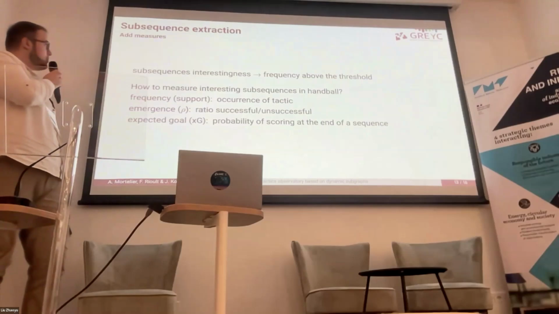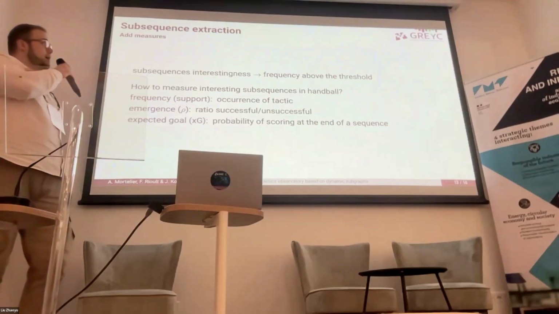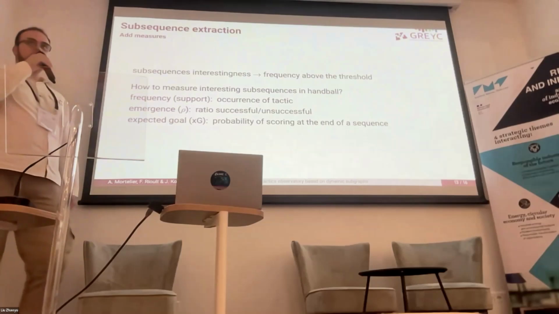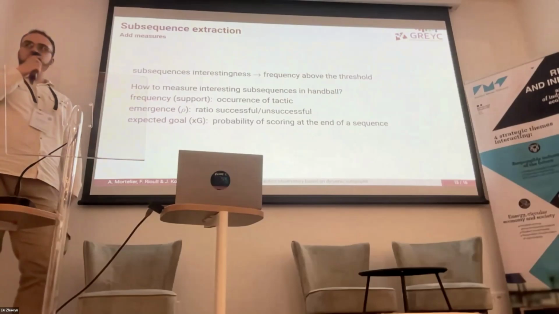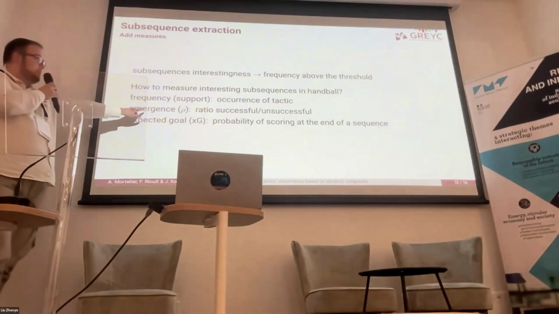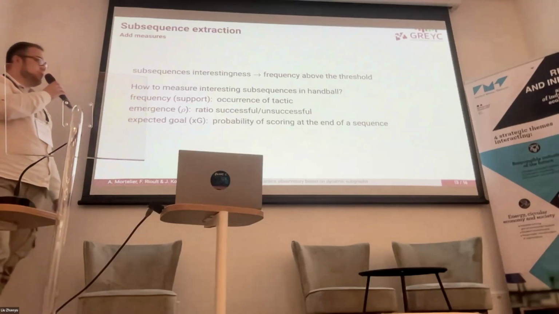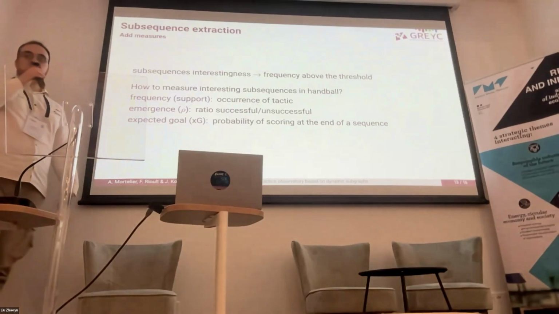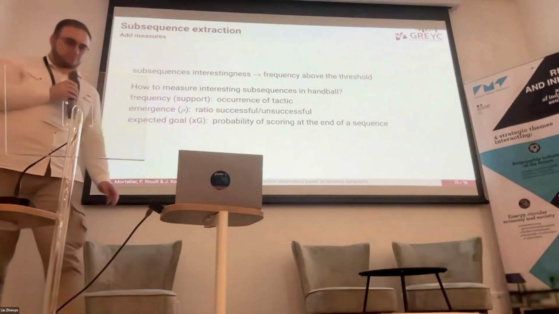So with the algorithm, we have many subsequences or tactics, but frequency is not enough. We need to add a measure to sort our tactics. So we introduce two other measures, the emergence rate, which is a ratio of whether the tactics lead to a successful goal or unsuccessful goal, and the expected goal, a measure that gives the probability of scoring at the end of the sequence.